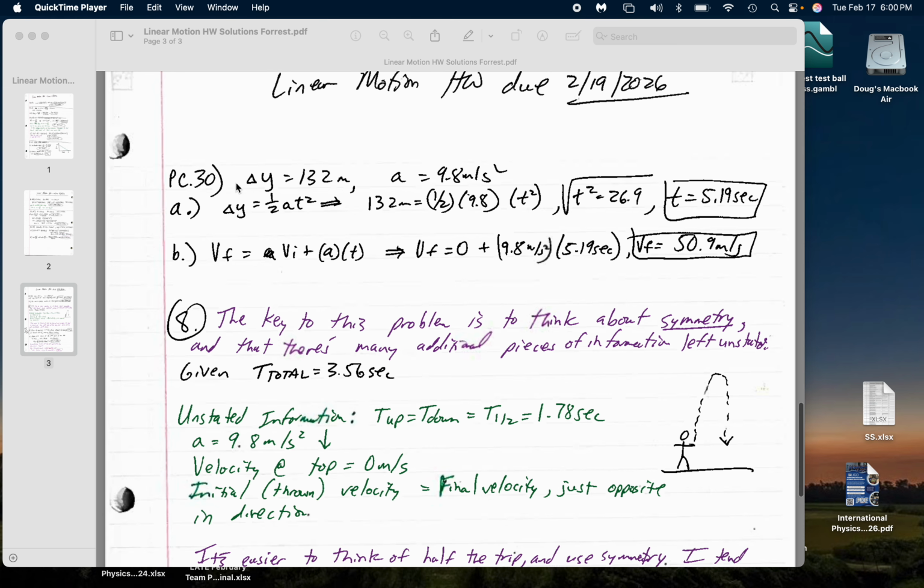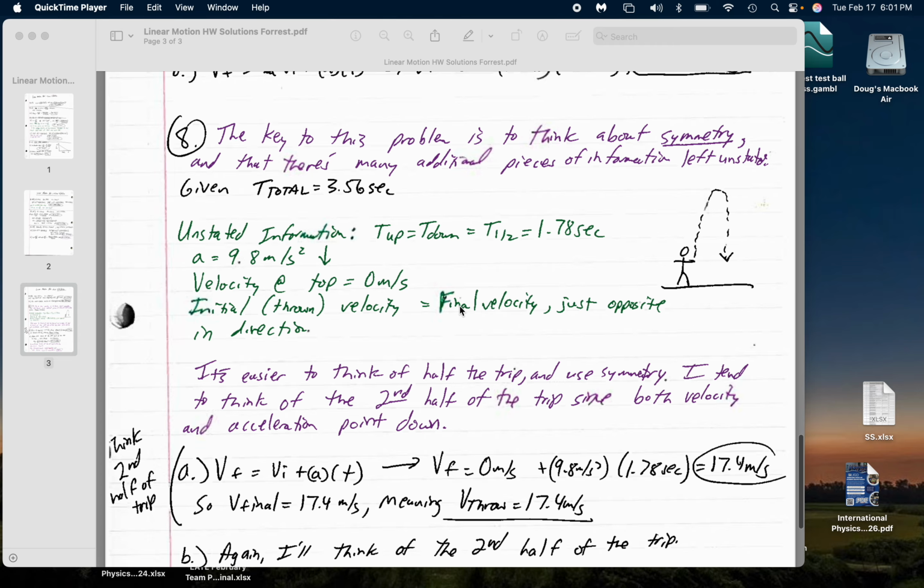PC30 is actually something, I think I showed the video of the feather and the cannonball, hopefully I did, in free fall. Those are going to accelerate at 9.8 meters per second squared. The distance before the braking is 132 meters. So again, I'm going to use this. I'm just using delta y since it's vertical, no worries. So it's around 5.2 seconds. To find the final velocity, well, you're increasing by 9.8 meters per second every second for about 5.2 seconds. So that's somewhere around 50.9 meters per second.